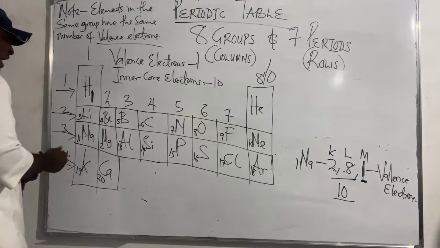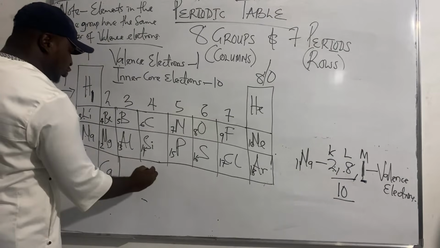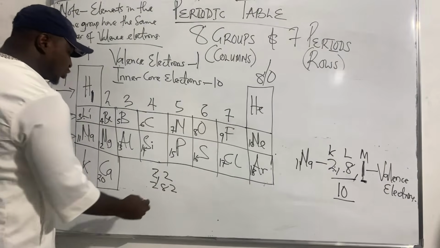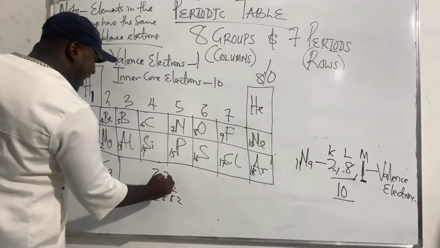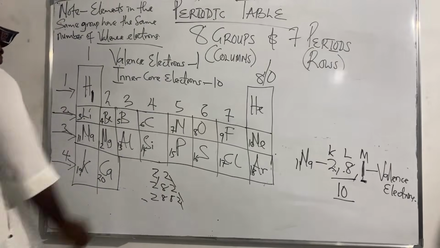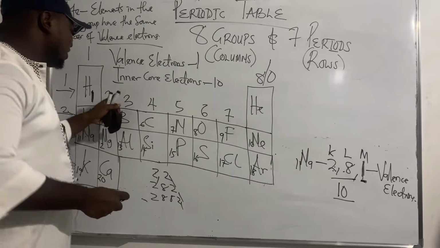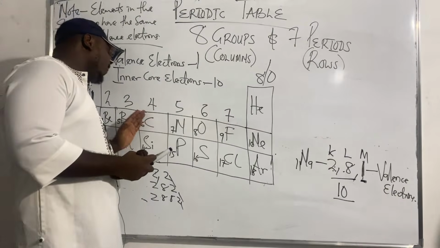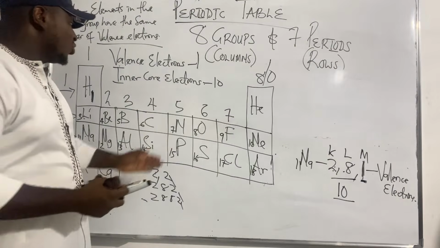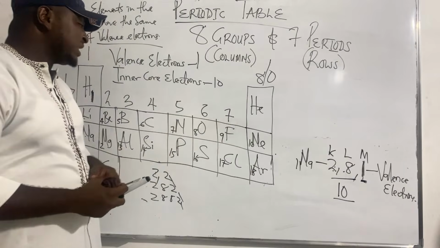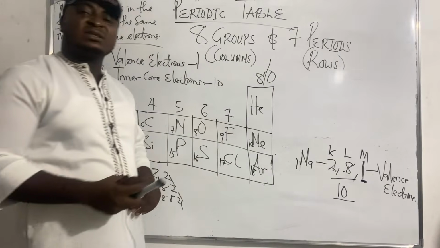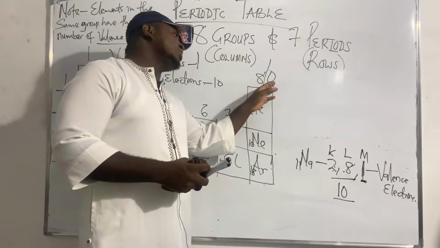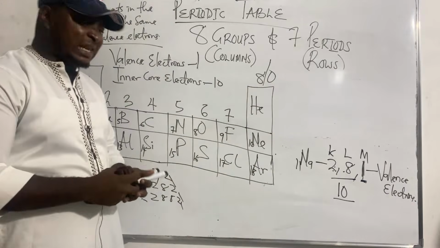Look at group 2, class. Beryllium is 4, which is 2, 2. Magnesium is 12, 2, 8, 2. Calcium is 20, 2, 8, 8, 2. Everybody has 2 valence electrons. Group 2 means you have 2 valence electrons. Group 3 means everybody in group 3 has 3 valence electrons. Group 4 means everybody in group 4 has 4 valence electrons. Group 5 means everybody in group 5 has 5 valence electrons. Group 6, 6 valence electrons. Group 7, 7 valence electrons. Group 8 or 0, 8 valence electrons.